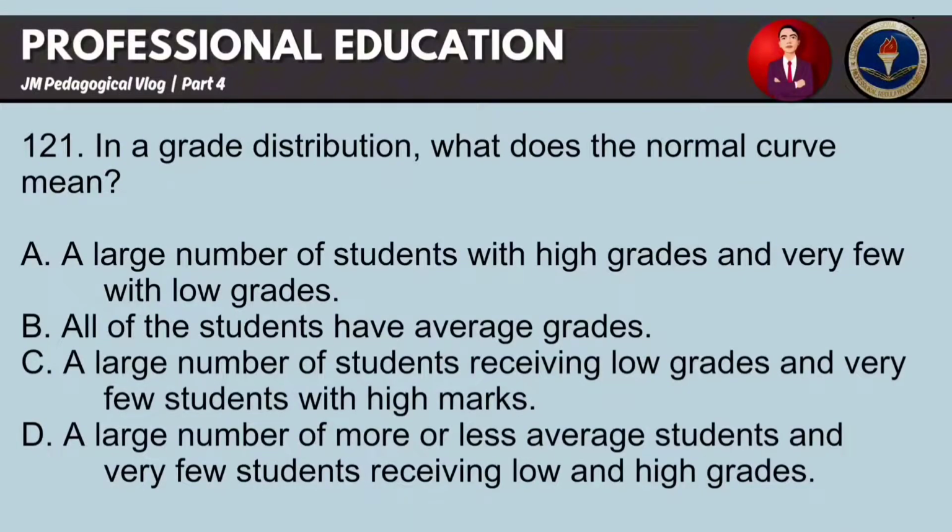In a grade distribution, what does the normal curve mean? A. A large number of students with high grades and very few with low grades. B. All of the students have average grades. C. A large number of students received low grades and very few students with high marks. D. A large number of more or less average students and very few students receiving low and high grades.